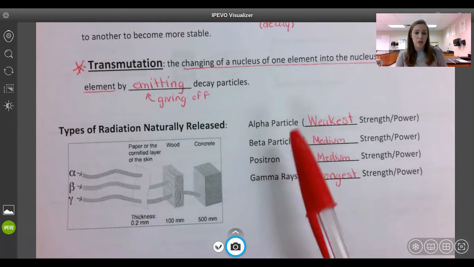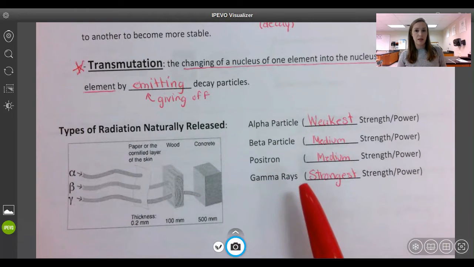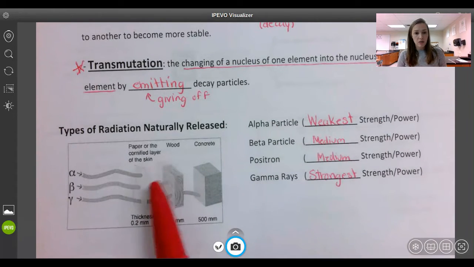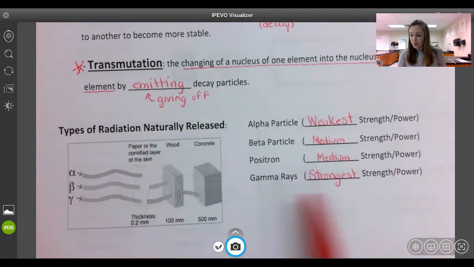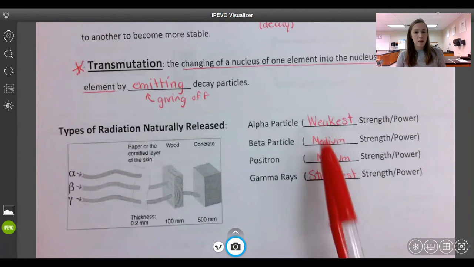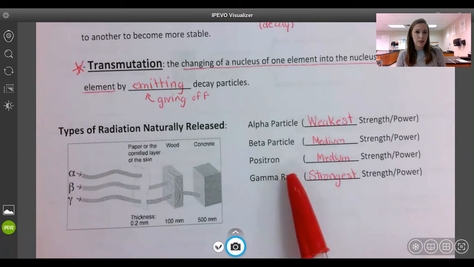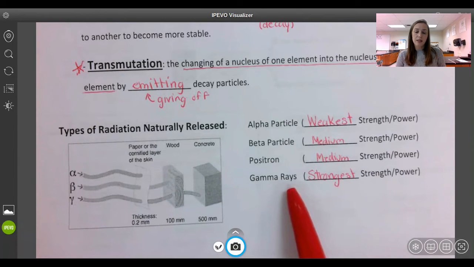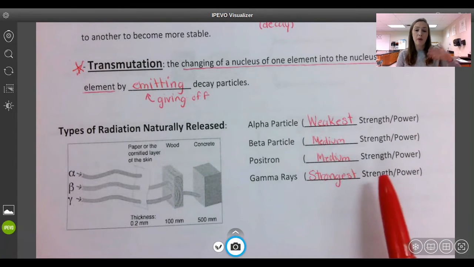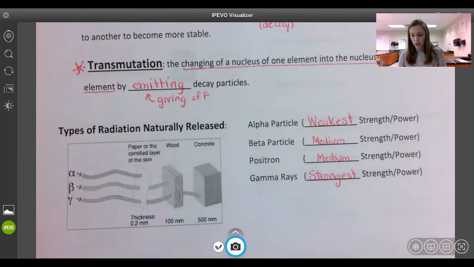So these first three are your actual particles, and then gamma rays we'll see in a minute are going to be pure energy. Alpha particles have the weakest strength. You can stop it with like a piece of paper. Beta particles and positrons, those are kind of in the middle. They're stronger than alpha particles, but not as strong as gamma rays. And then gamma rays is going to have the strongest strength. So sometimes you'll see this as the strength of its penetrating power in order to move through different materials.